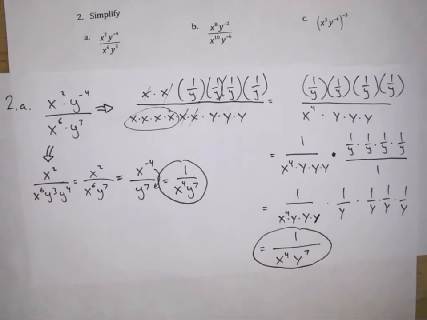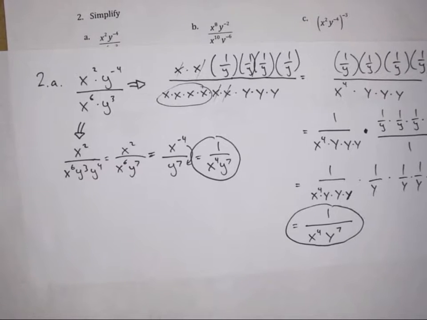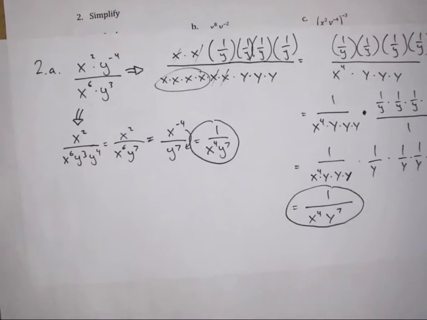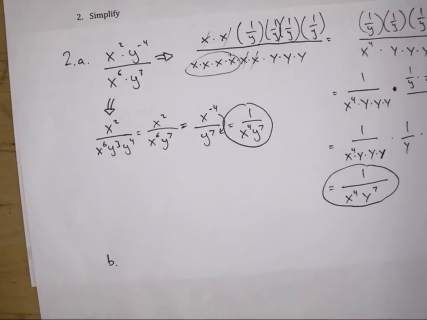So we get the same answer two different ways. You can choose the way that makes sense for you to think about it, but as long as you're consistent with your exponent laws, you can choose many paths.